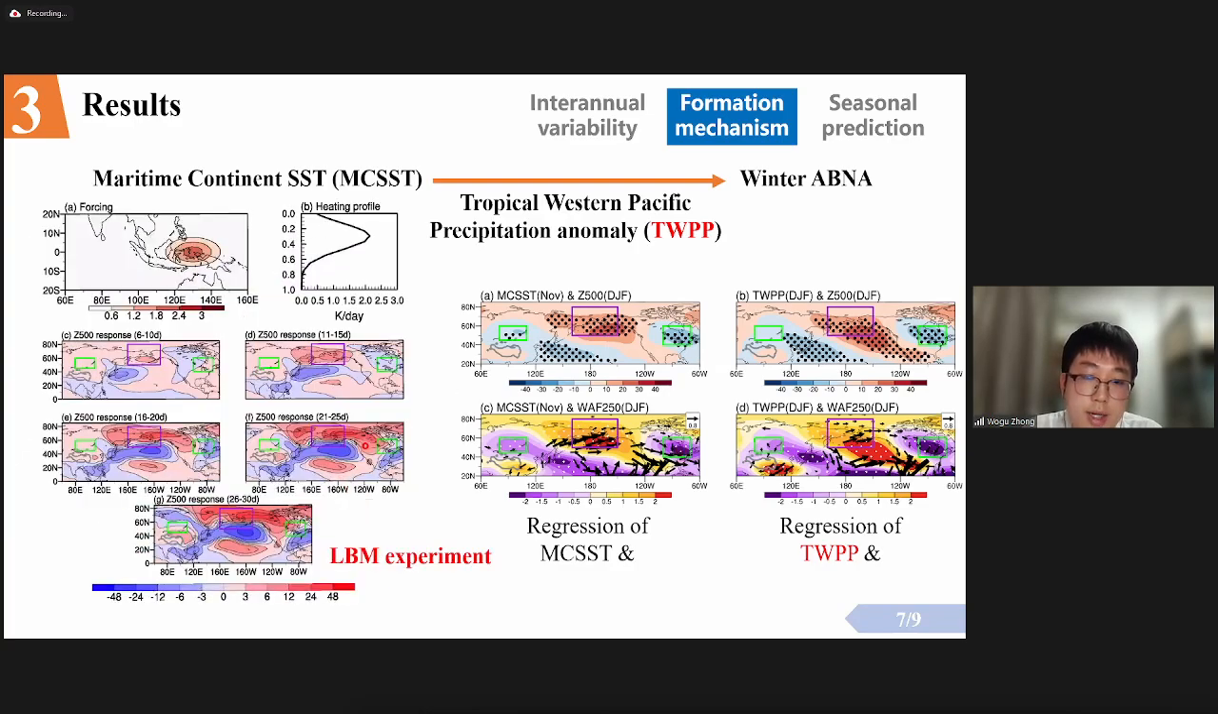Here, we also design an LBM experiment by adding heat forcing over the tropical Western Pacific. Through the evolution of the atmospheric response, we can see that the wave propagates poleward, and it can generate the ABNA pattern in the mid-latitudes. This pattern is a little bit different from those in observations because here we use the winter climatology. If we change the basic state to a suitable situation, the ABNA pattern can be more pronounced.